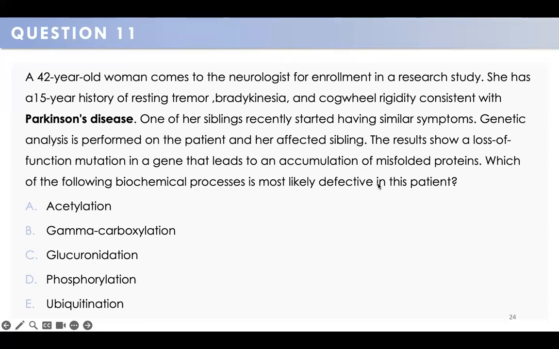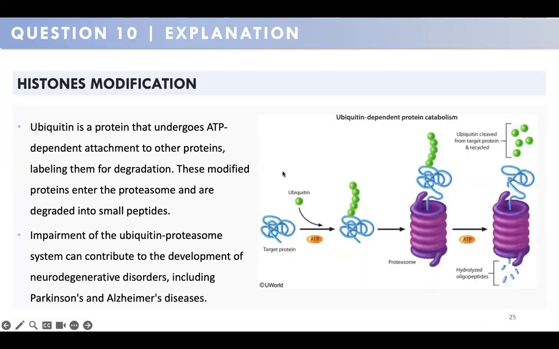A. Yes, perfect. The process of ubiquitination. So acetylation, gamma carboxylation, all of these processes have nothing to do with getting rid of misfolded proteins. But the process of ubiquitination involves ubiquitin, which acts like a marker of the misfolded or damaged protein. It attaches to them, labeling them for degradation by the proteasome. The proteins then enter the proteasome and are degraded into smaller peptides.